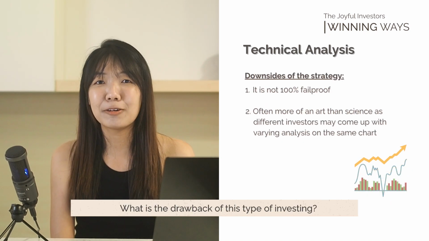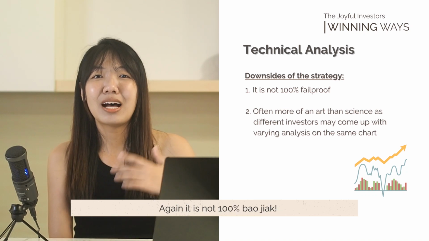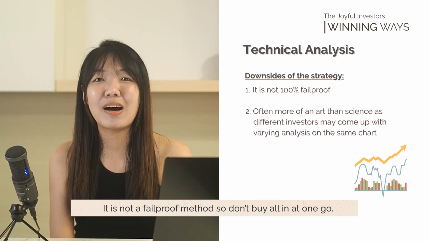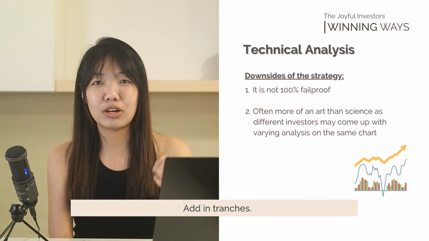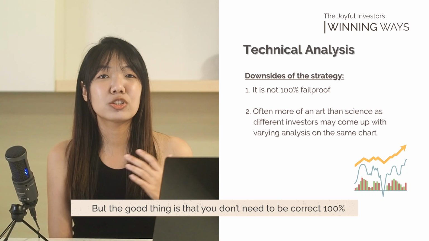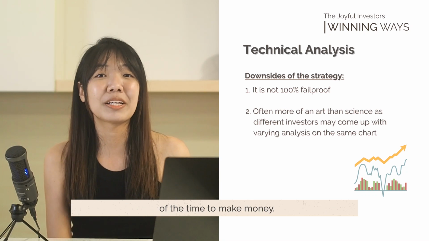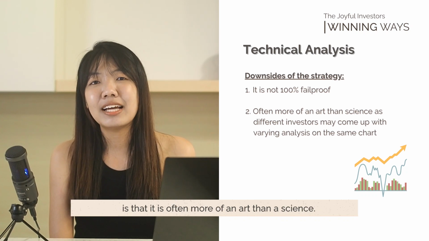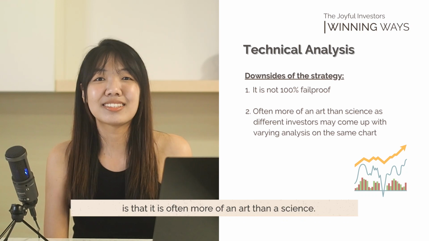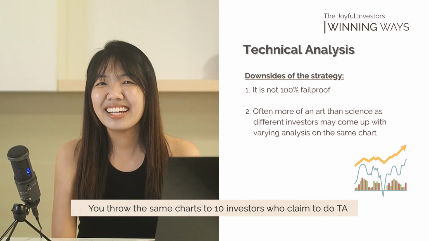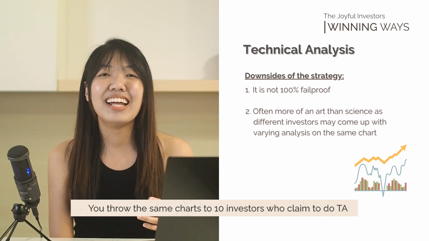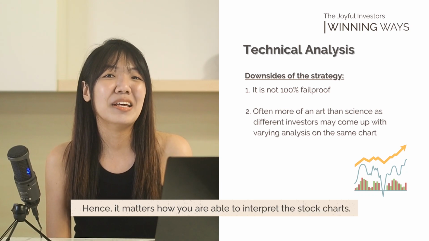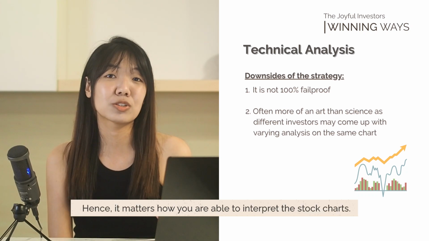What is the drawback of this type of investing? Again, it's not a 100% fail-proof method. So don't buy all in at one go. Add in tranches. But the good thing is that you don't need to be correct 100% of the time to make money. One of the bigger issues with technical analysis, if you ask me, is that it is often more of an art than a science. You throw the same charts to 10 investors that claim to do TA, and you can have half of them being bullish while the other half being bearish. Hence, it matters how you're able to interpret the stock charts.